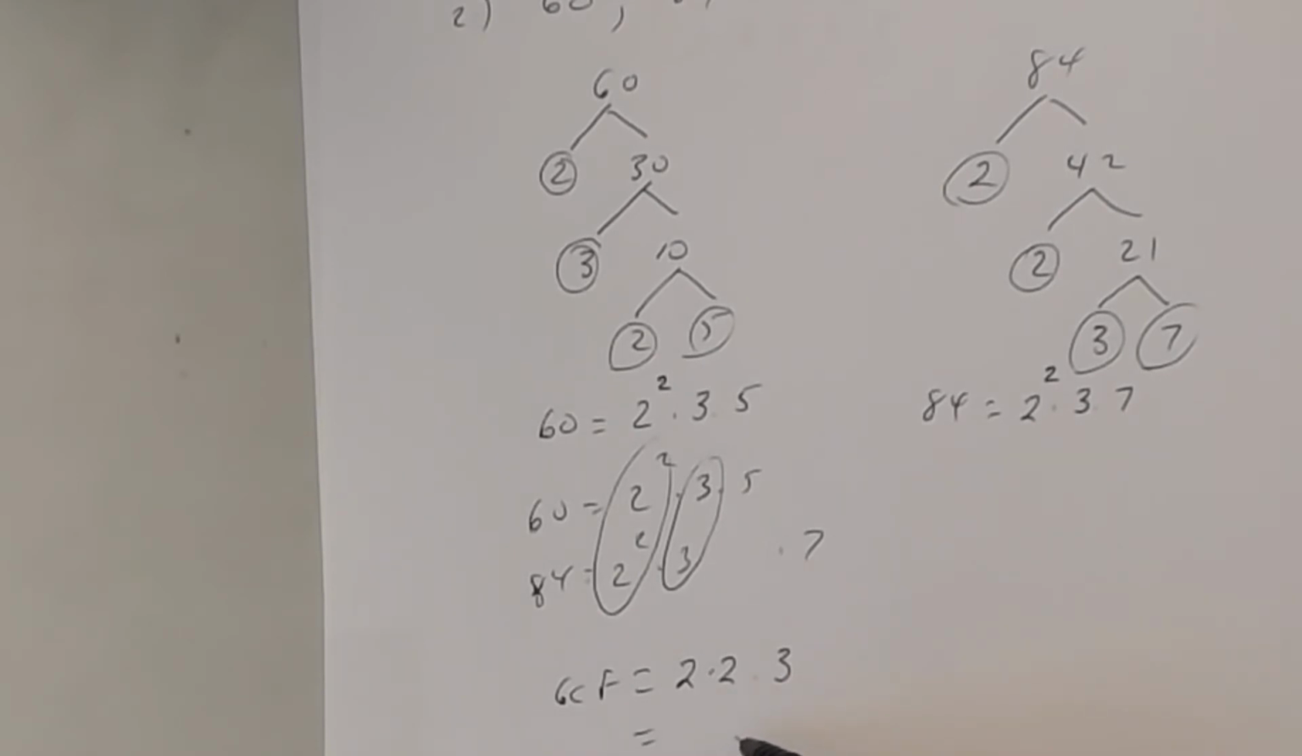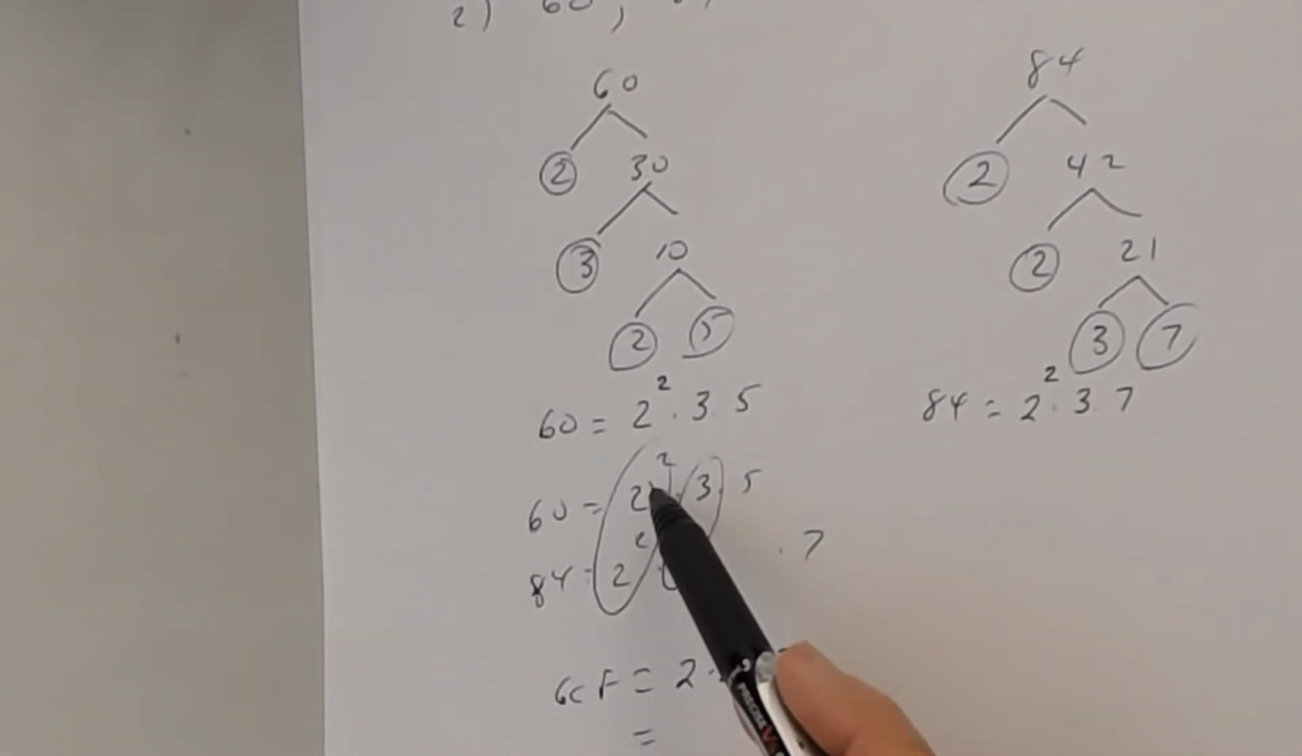And that's all I can use. I can't use a 5, because you don't see a 5 here. I can't use a 7, because you only see a 7 here. Remember, common factors. What do they have in common? Do both 60 and 84 have a 5 in common? No. Do they have a 7 in common? No. They have a 2 in common.